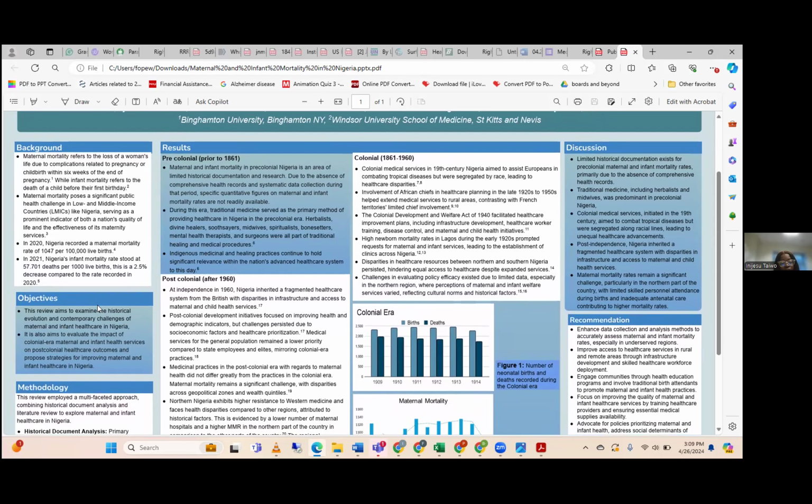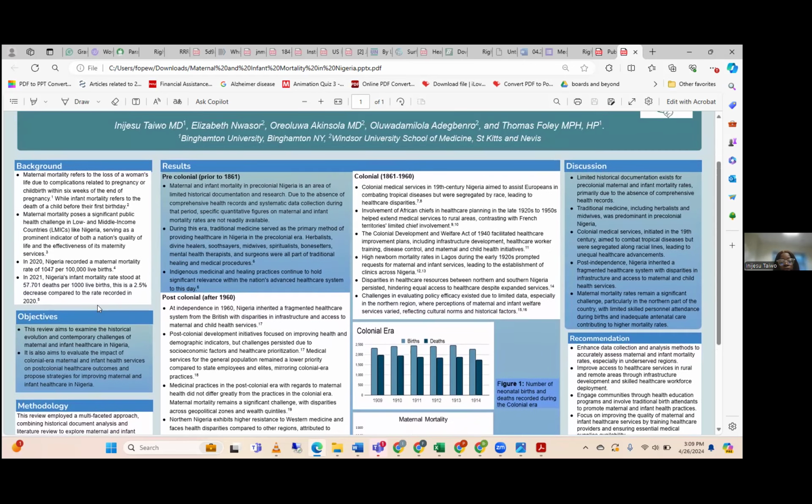medicine physicians provided. For the colonial era, this was between 1861 and 1959. Medical services in 19th century Nigeria were introduced by the Europeans, but their primary aim was to help the Europeans that were actually living in the country. Because of this primary aim, it led to segregation by race, leading to healthcare disparities.